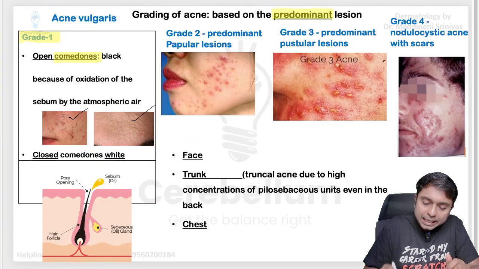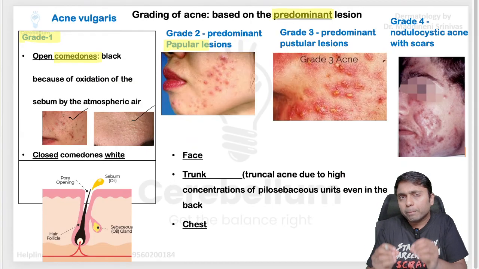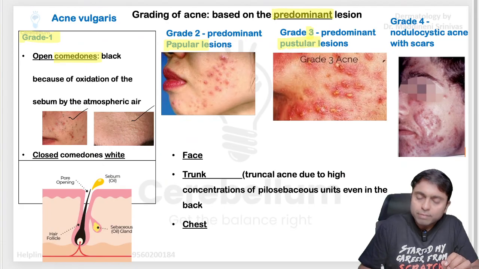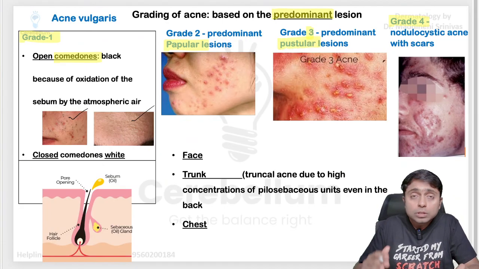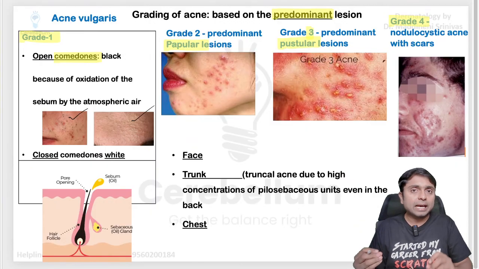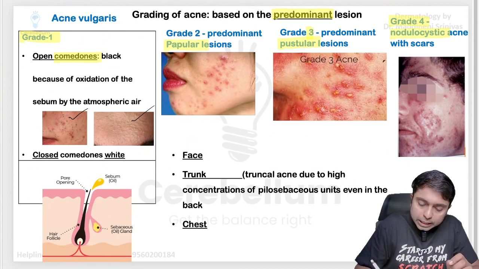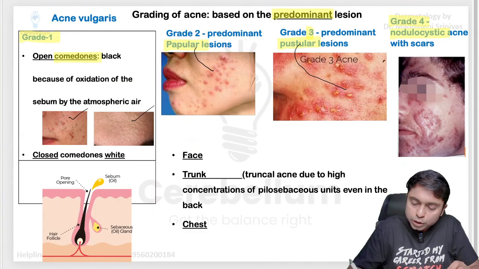In the second grade, the patients are going to predominantly have erythematous papular lesions, and in grade 3, the patients are going to have predominantly pustular lesions, and in grade 4, remember, it is the most severe form of acne vulgaris, in which the patients are going to have nodules and cystic lesions. So you can see here, these are the erythematous papular lesions, and these are the pustular lesions, and these are the nodules and cysts.